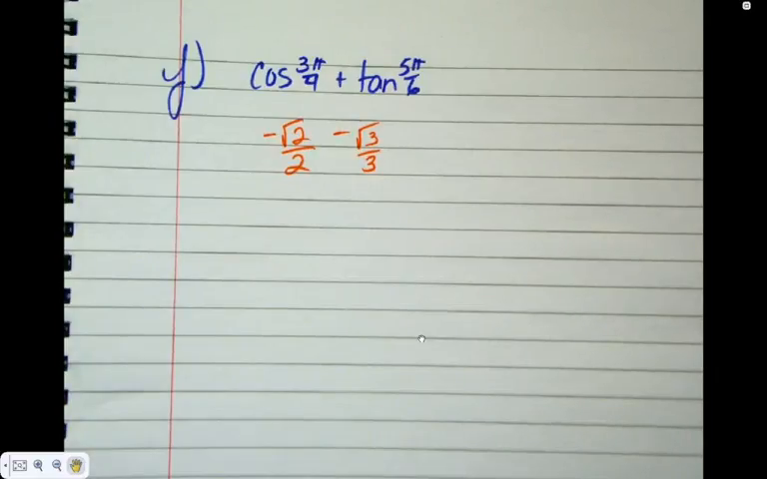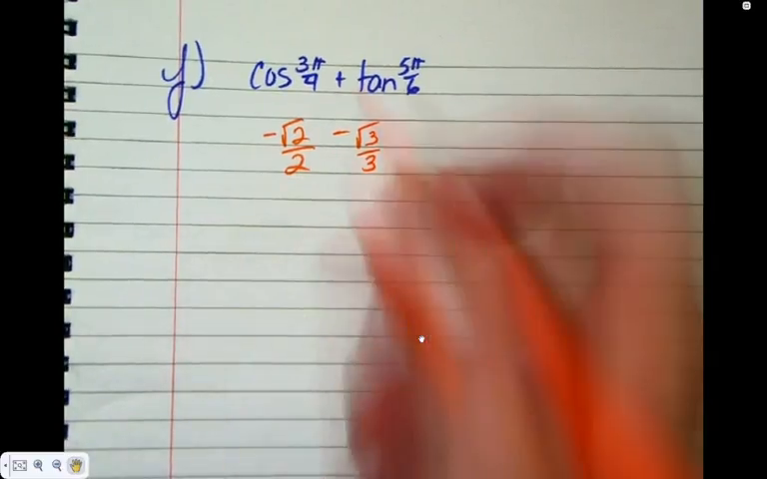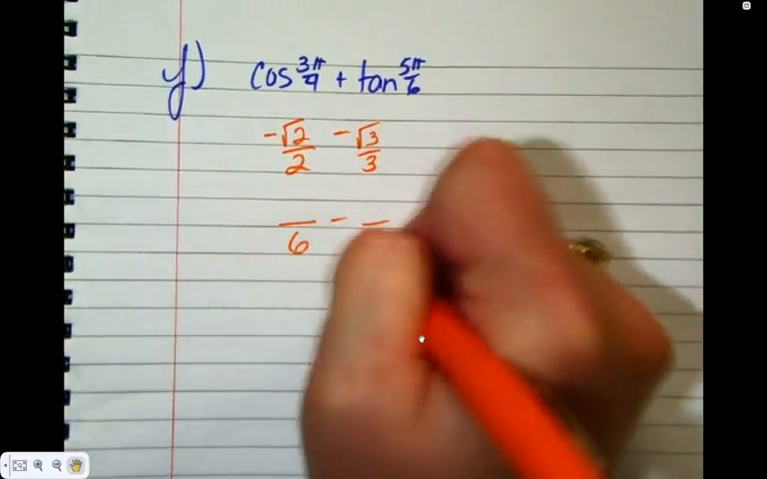How do we add and subtract fractions? Common denominator, 2 and 3, 6. So this one's going to be over 6, and this one's going to be over 6.